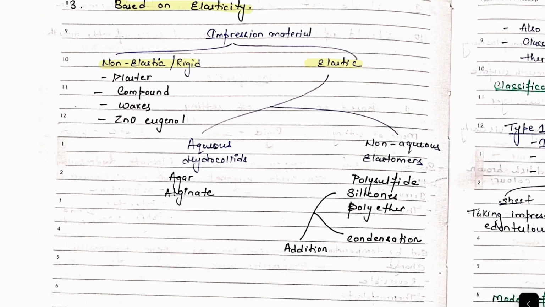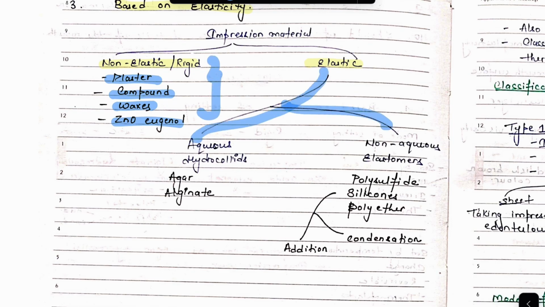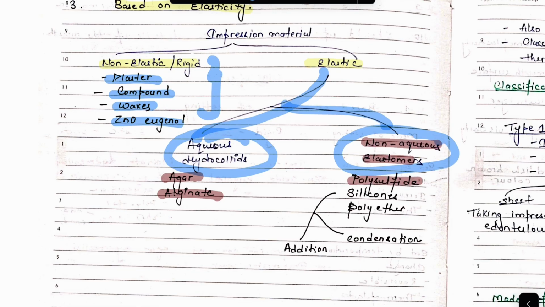So we all know what rigid means and what elastic means, right? In the rigid category, we have impression plaster, impression compound, waxes, and ZOE paste. Okay. So these are the ones that are rigid. Now coming to elastic, we have 2 categories again: hydrocolloids and non-aqueous or non-hydrocolloids, the elastomers. Okay. So hydrocolloids have water content in them. So we have agar and alginate under hydrocolloids. Okay, and the non-water containing ones, the elastomers, we have polysulfides, silicones, and polyethers. Okay, and then silicones have addition and condensation categories.